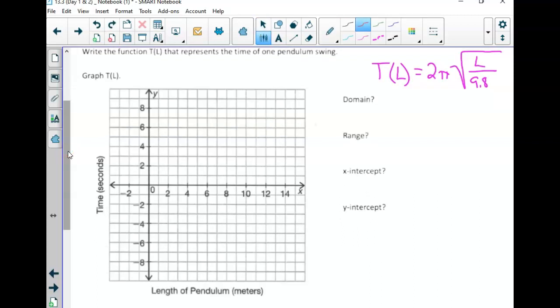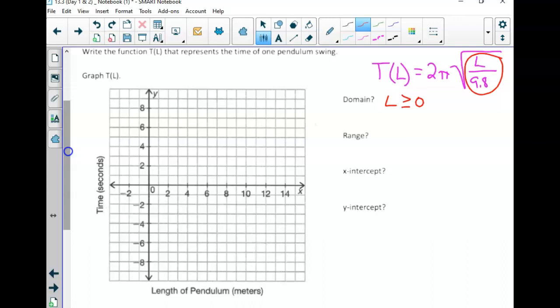Okay, so the first thing I want to do is find my domain. Remember, from the warm-up problem, we are only concerned with what is going to make underneath the square root negative. We don't care about the 2 pi. So if L is a negative number, I'm going to have a negative number underneath there. So L needs to be greater than or equal to 0 to keep what's underneath that square root positive, or 0, so I can take the square root.